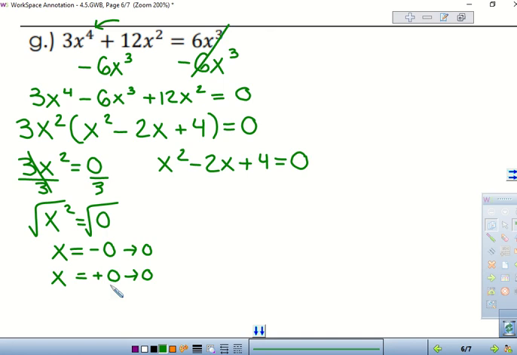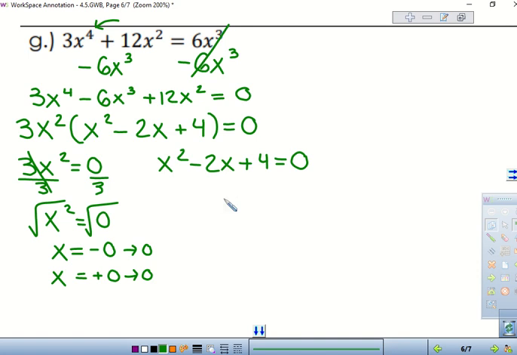So when you go to write the final answer, I'm going to write 0 twice. You don't have to do that, but I'm doing it to show you how it affects the graph and how it ties into what you've learned in the past, okay? So now from here, we're left with something like this. Unfortunately, there are no factors of 4 that add up to negative 2, so we have the option of using completing the square or quadratic formula.